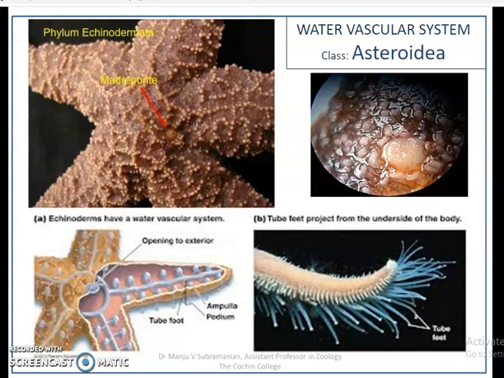Welcome back, students, to the current topic, the water vascular system in Echinoderms. In this topic, we will just discuss the water vascular system in Asteroidea. The water vascular system is also called the ambulacral system, and this is a unique feature of Echinoderms.